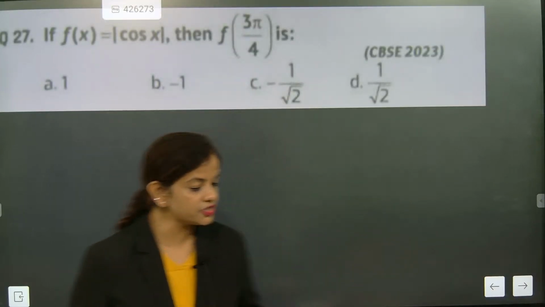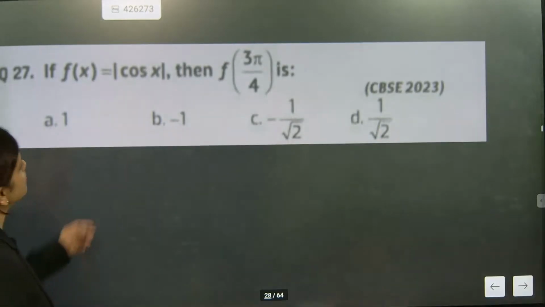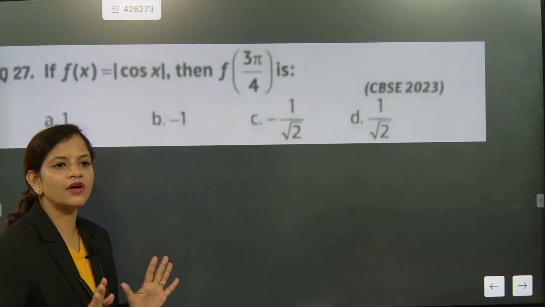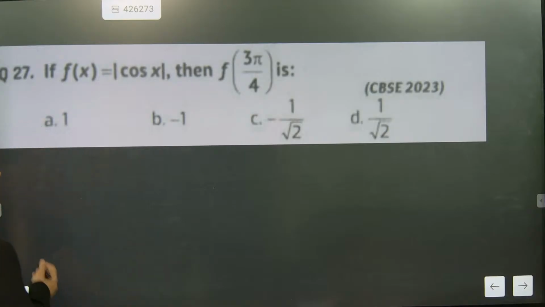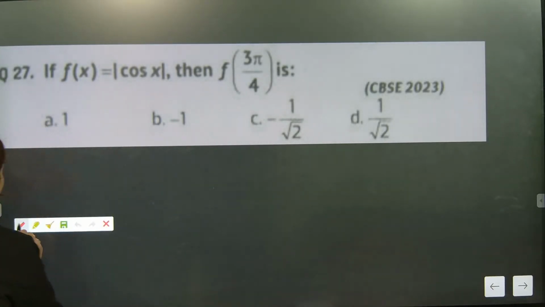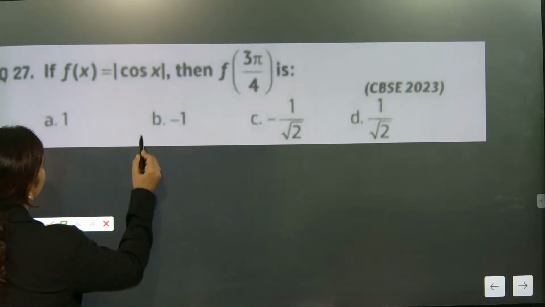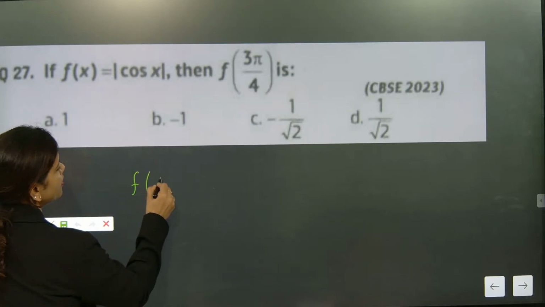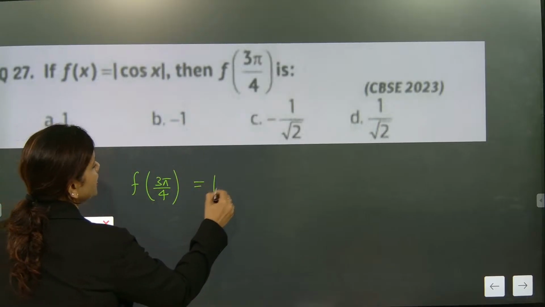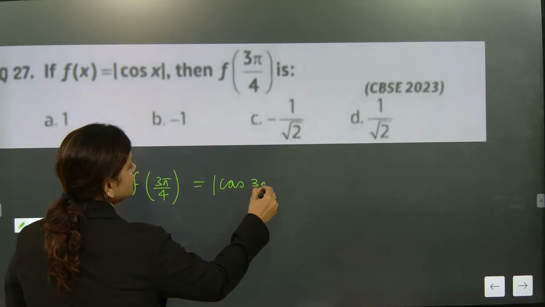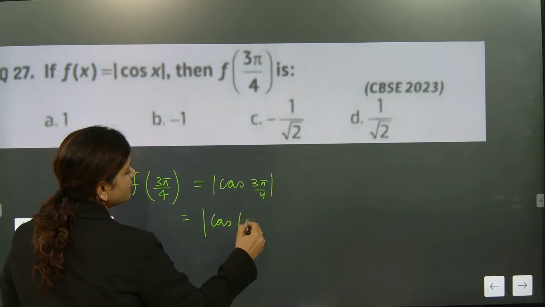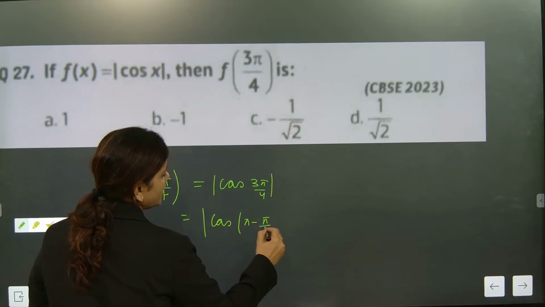When we are studying these sections, they are asking modulus of cos x, and the point is 3 pi by 4. Nothing you have to do. This is a God gift question. Why is it a God gift question in 2023? Because here you just have to write f of 3 pi by 4, which becomes cos of 3 pi by 4, so cos of pi minus pi by 4.